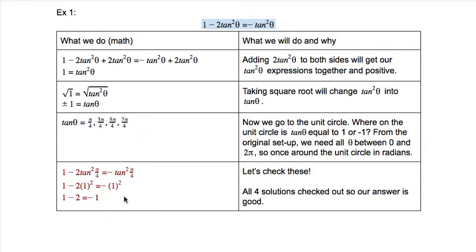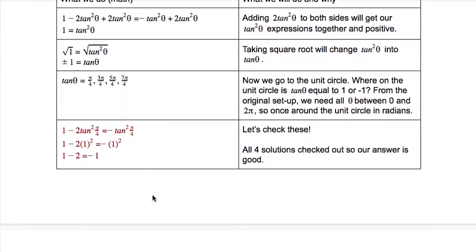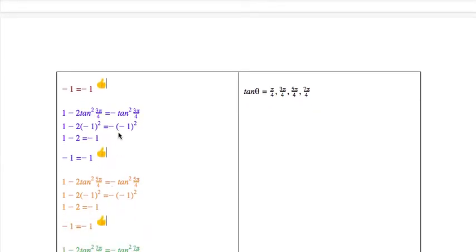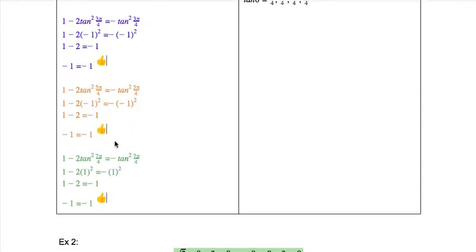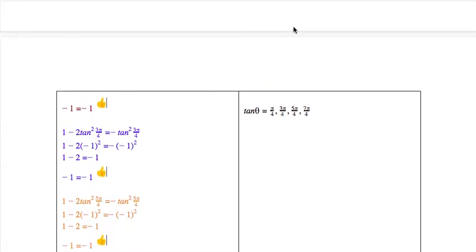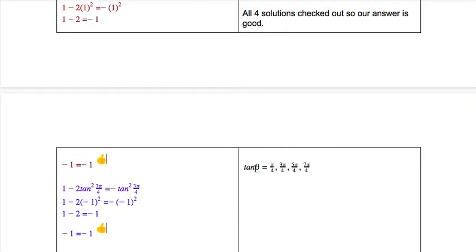So here I plugged pi over 4 into the original equation, and it turned out that it worked. I plugged in 3 pi over 4, and it worked. I plugged in 5 pi over 4, and it worked. And 7 pi over 4, and it worked. So all 4 of them checked out okay, and so there are the 4 solutions. My theta is pi over 4, 3 pi over 4, 5 pi over 4, and 7 pi over 4.